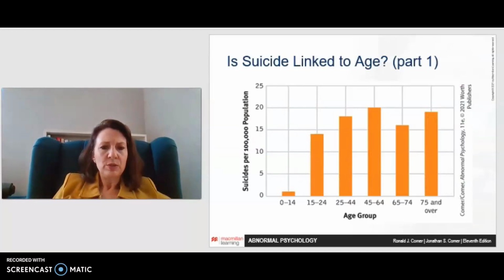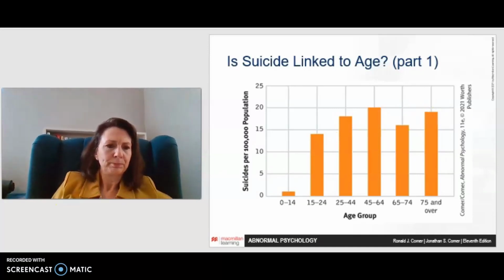In terms of age range, starting in the teens, we see a spike in suicidal behavior that peaks at mid-age, 45 to 64, declines at 65, but then goes almost as high as the peak at the age bracket of 75 and over.